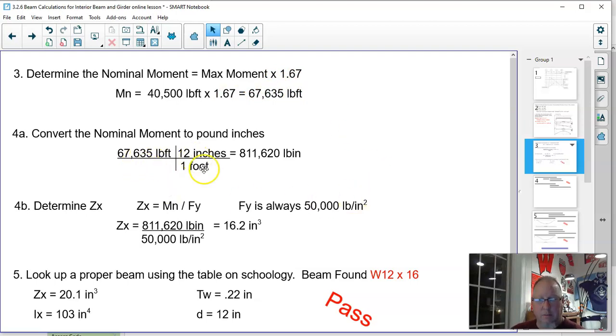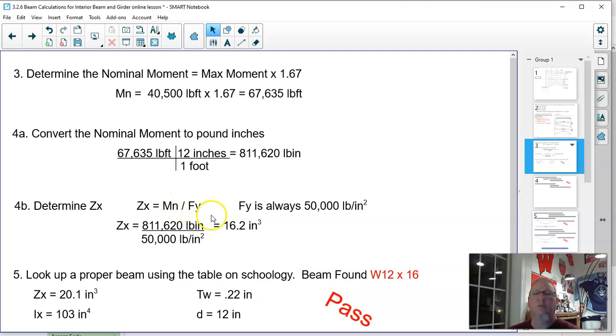I then converted that number to inches by taking 67,635 times 12 divided by 1. And now my max moment, which is my nominal moment, is in pound inches, not pounds per inch, pound inches. Using that number, I determined Z. And to determine Zx, I did that by taking the nominal moment divided by Fy.